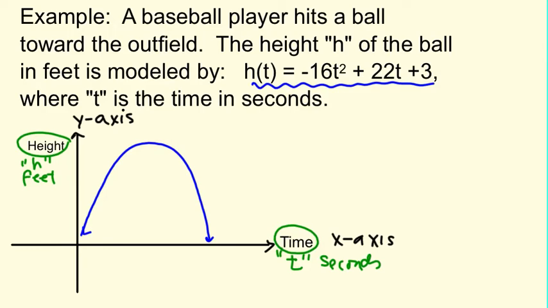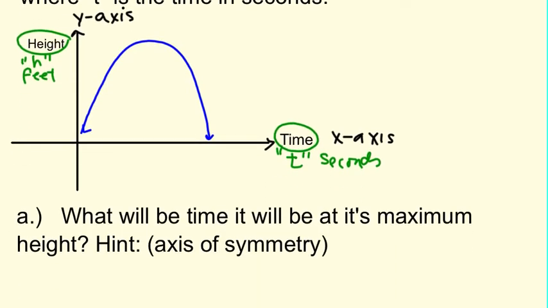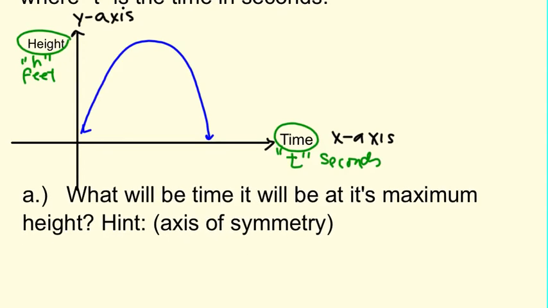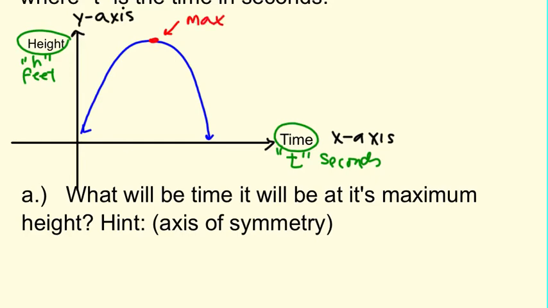There are a few questions that we want to answer in regards to the traveling of this ball. Question 1: What will be the time that it'll be at its maximum height? If we look at this picture, it's a parabola. It opens down. Here is my maximum height that this ball could be at. So we're looking for the vertex. In this case, we want to know the time. So if here is my x-axis traditionally, this is my time.